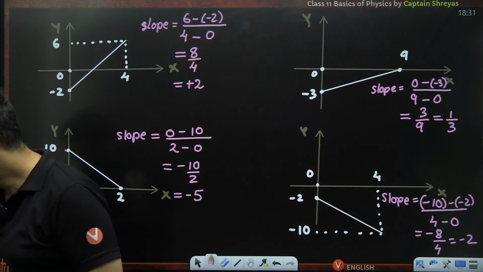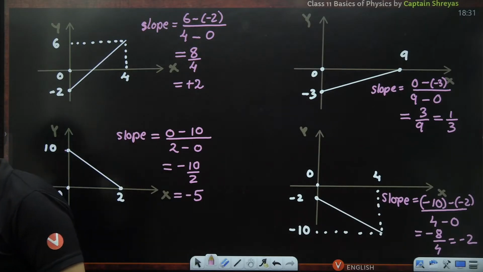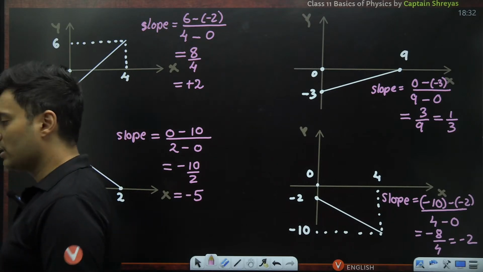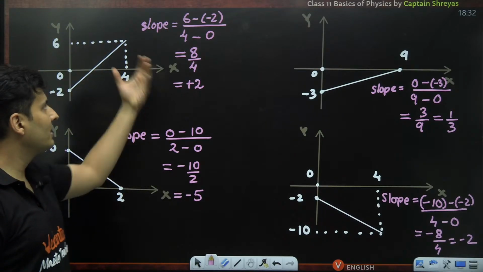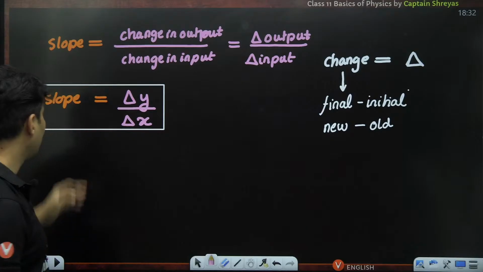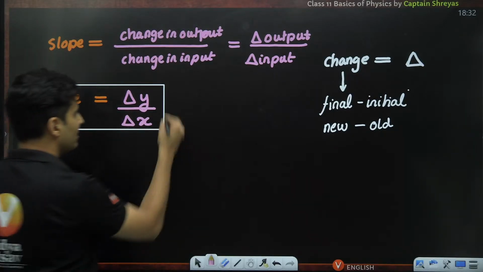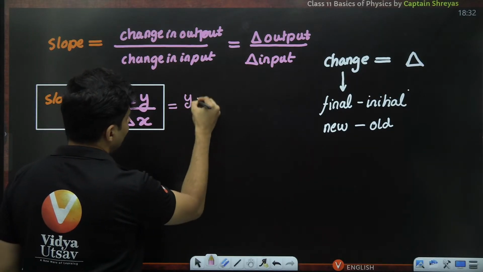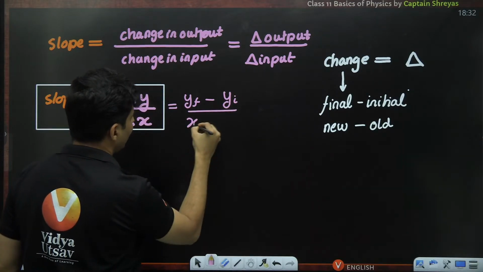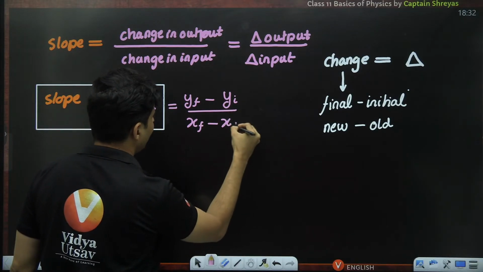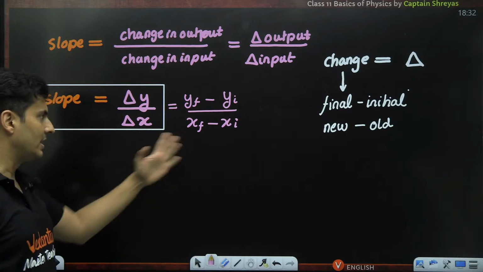So final. Yes, you can say many mother tongues. I hope this is clear. Everyone, awesome. So in order to find the slope, we always take the change in y upon the change in x, which is also the y final minus the y initial upon the x final minus the x initial.